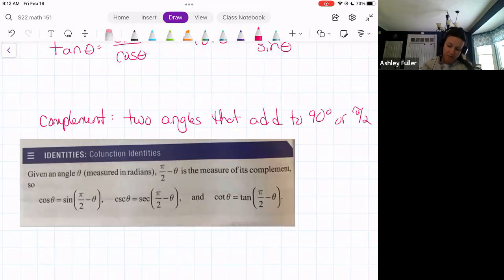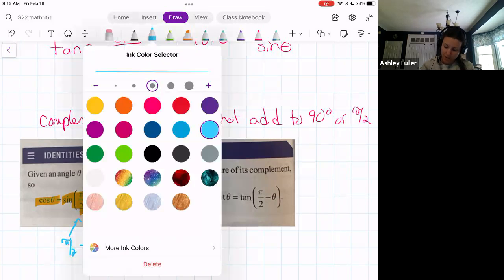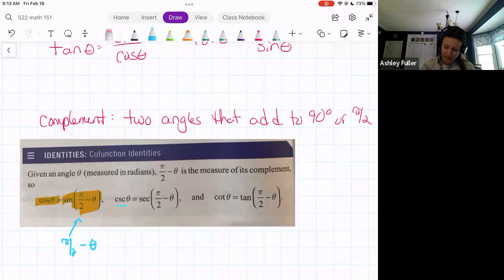The relationship that I want to make sure you know is that the cosine of an angle is equal to the sine of the complement, because notice the complement here, pi over 2 minus theta, means that 90 degrees minus theta is the complement. Likewise, the cosecant is equal to the secant, and the cotangent is equal to the tangent of the complement.